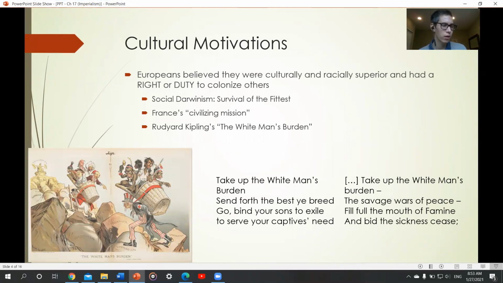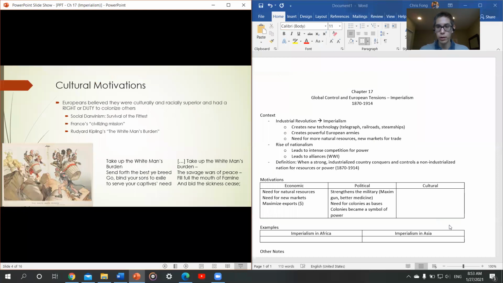And then there were some cultural motivations as well. These cultural motivations were incredibly racist. I'll just read this here. It says that Europeans believed that they were culturally superior and racially superior. And because white Europeans believed they were culturally and racially superior, they believed that they had a right or perhaps a duty to colonize others. Let me plug that in here real quick. And there's a couple key terms that go along with that. So white Europeans believed they were superior and had a right to colonize essentially the weak in their mind.